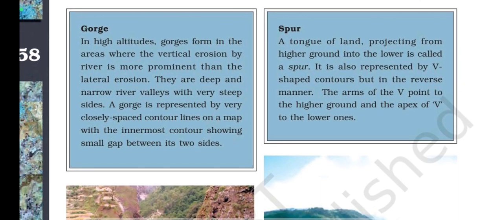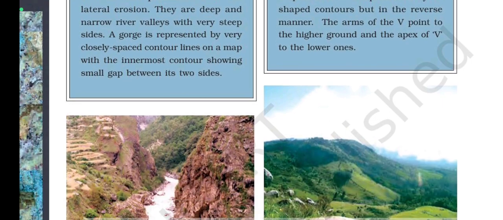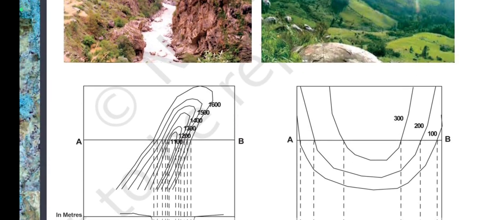Now gorge. In high altitudes, gorges form in the areas where the vertical erosion by a river is more prominent than the lateral erosion. They are deep and narrow river valleys. So this is just talking about the V-shaped valley, right? Gorges are sometimes called V-shaped valleys. They are deep and narrow river valleys with very steep sides. A gorge is represented by very closely spaced contour lines on a map with the innermost contour showing a small gap between its two sides. V-shaped valley and gorge are the same. You can see the contour lines here, right?